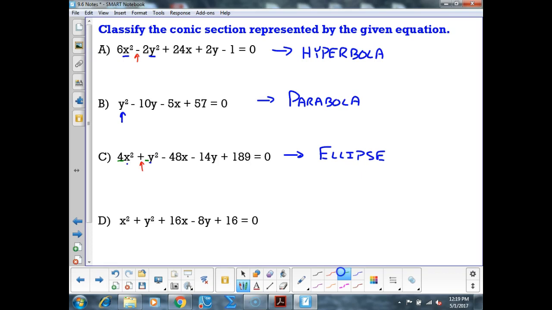Example D. Squared terms, two of them, so parabola's gone. Addition sign between the squared terms, right? So hyperbola's gone. Coefficients are 1 and 1, so that makes D a circle.